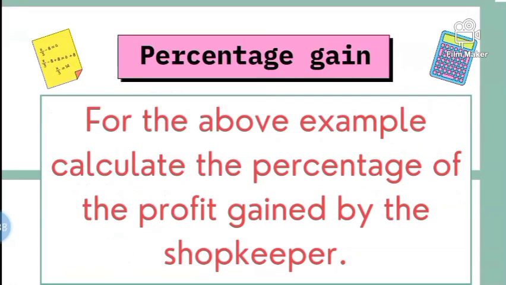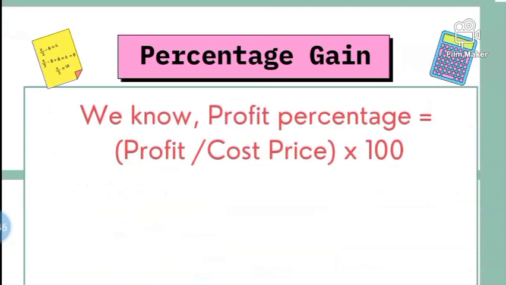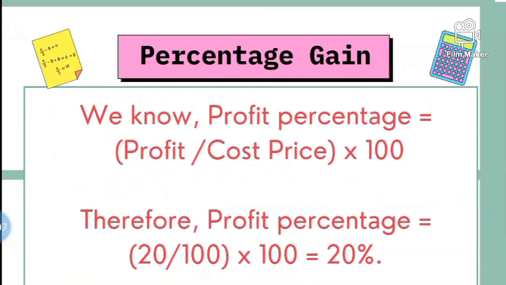Now, for the above example, let's calculate the profit percentage gained by the shopkeeper. We know that the profit percentage is what? Profit divided by the cost price times 100. What was our profit? Remember? Yeah, 20 naira. What was the cost price? 100 naira, good, times 100, and that gives us 20%, because 100 cancels out 100. So the profit percentage is 20%.